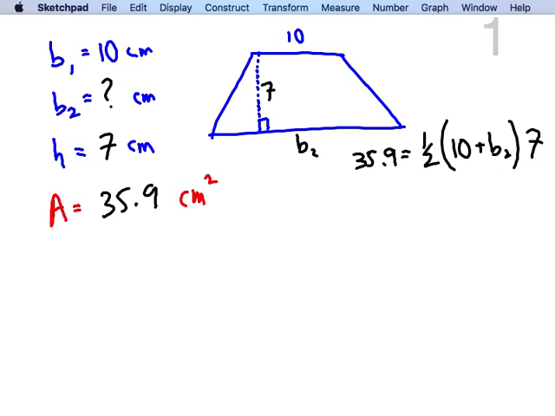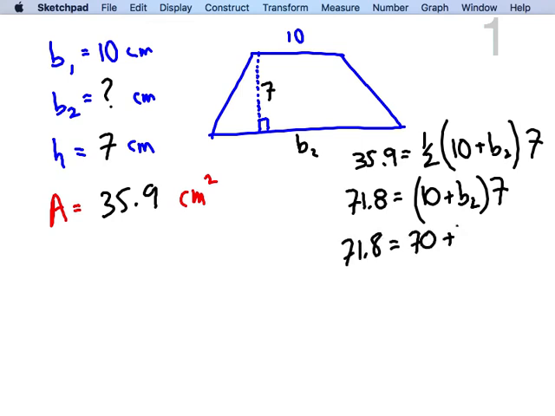I personally would multiply both sides by 2 to get started. So that would give me 71.8 is equal to 10 plus B2 times 7. Okay. So who did this first? All right, what'd you do next? Did you divide by 7 or distribute? Divide by 7, distribute, distribute, okay. Seems to be the consensus is distribute, so I'll do that. Oh, now I see why we get such a weird answer.